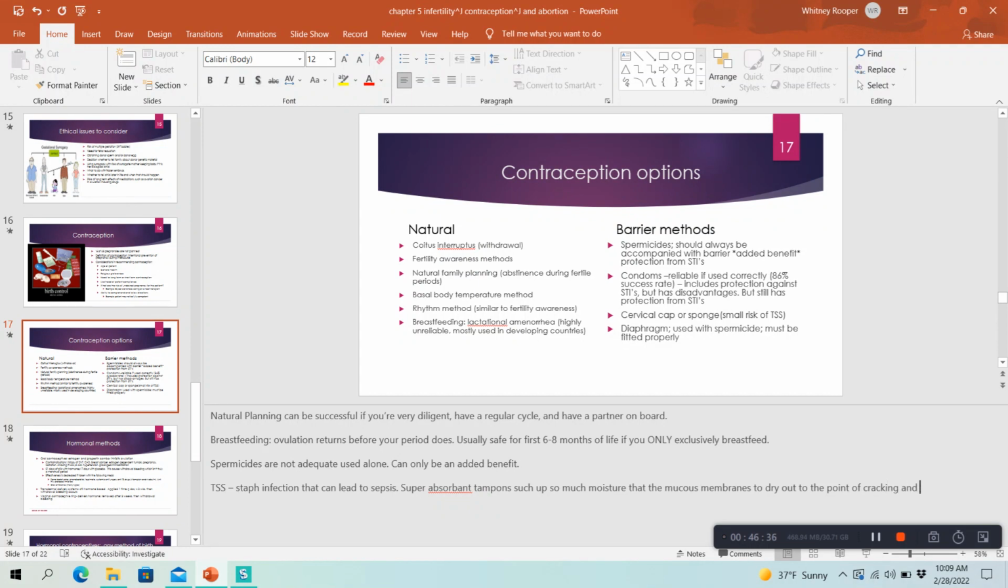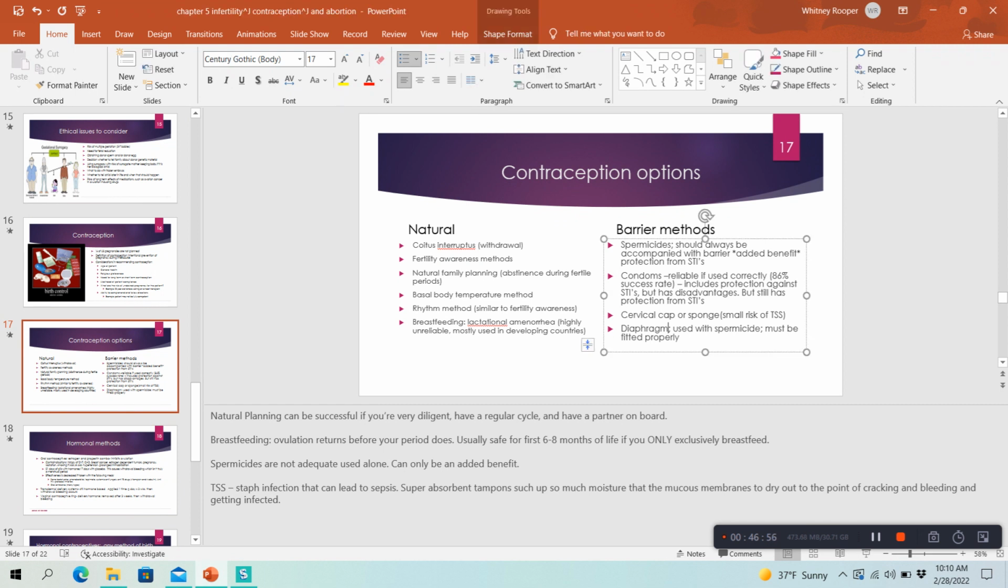Diaphragm. A diaphragm is not a throwaway thing. It's permanent, used by a female. It's used with spermicide. Female must be fitted for it by a physician. If you have a baby or lose or gain weight, you have to be refitted for a different one. It's placed over the cervix by the female before intercourse, left in for a few hours, and then taken out, washed, and used over and over again. These are all barrier methods.